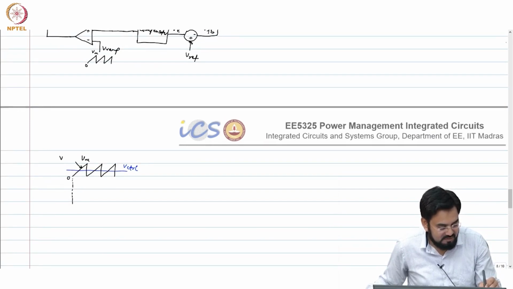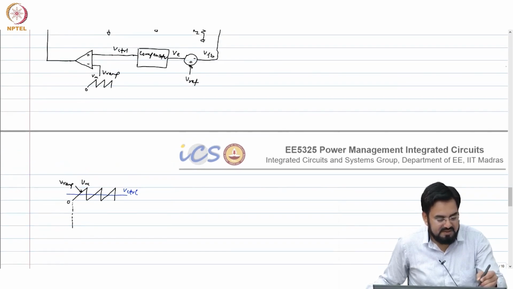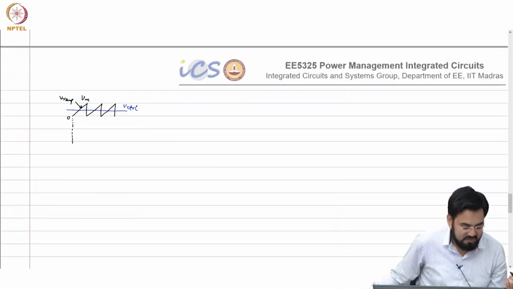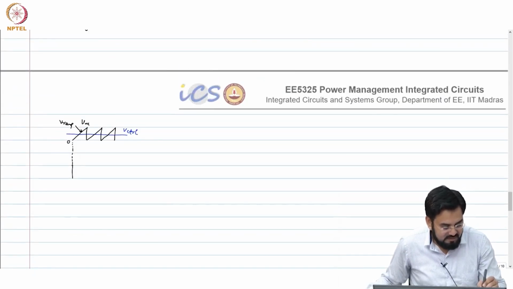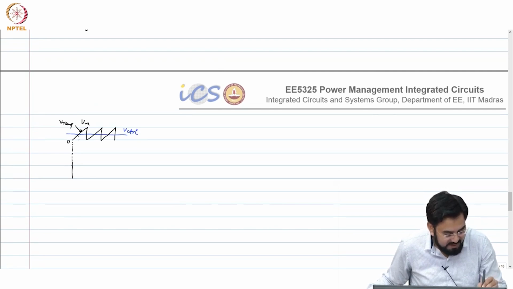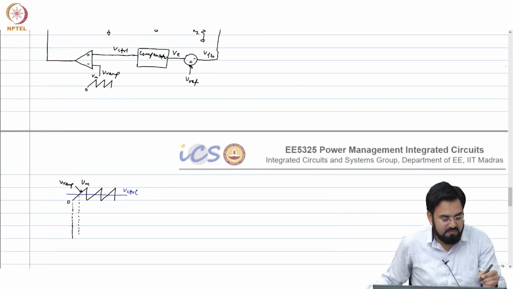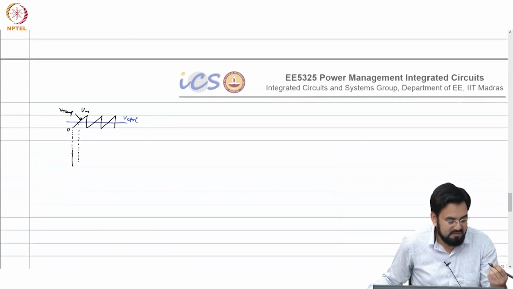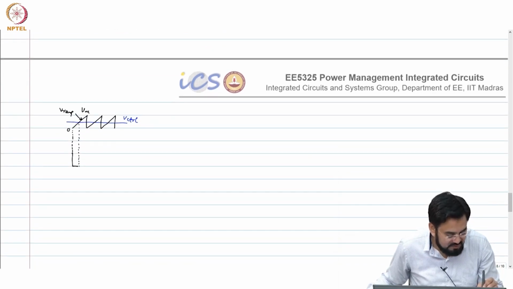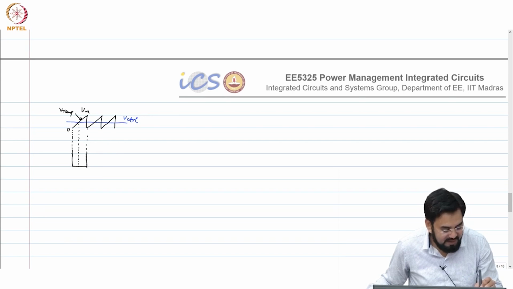So when VRAM is 0, V control is more than 0, so PWM will be high. Okay. And at this point, what is happening? The negative terminal of this comparator, this is nothing but a comparator, is getting higher than V control. So this will go to 0, and it will remain 0 until it again gets reset. Okay. Then again it will go high.